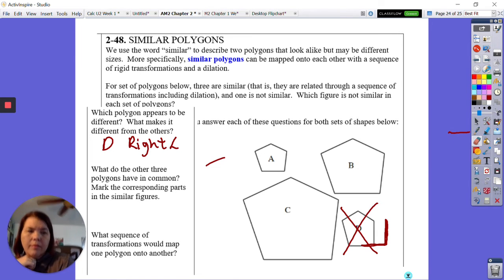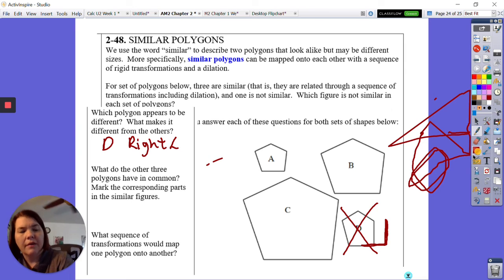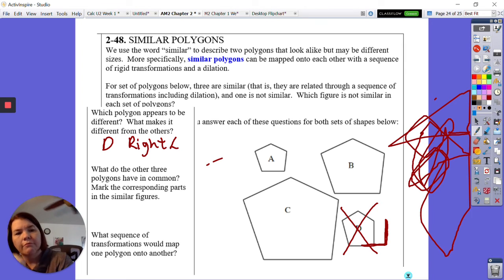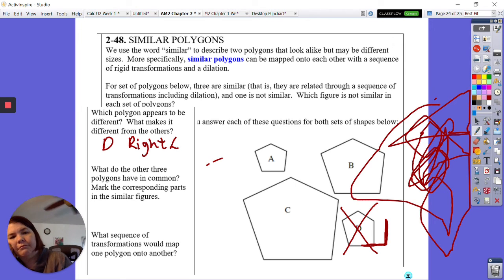So then what do the other three figures have? My goodness. Love it when it gets stuck like that. Just a minute.